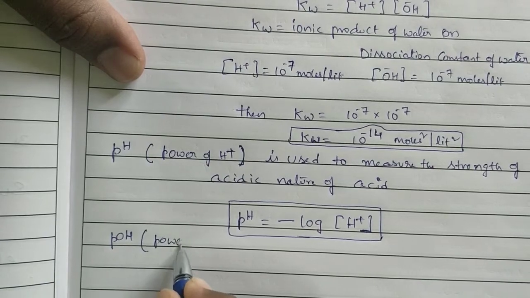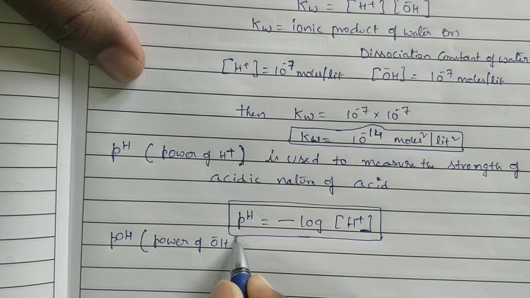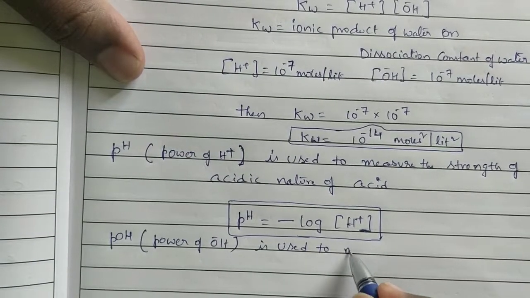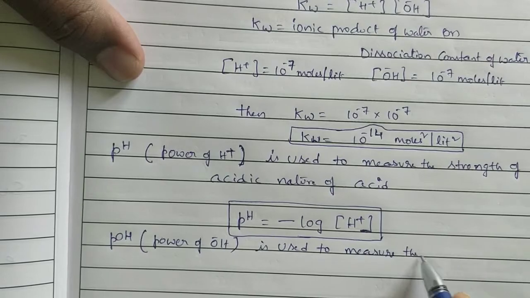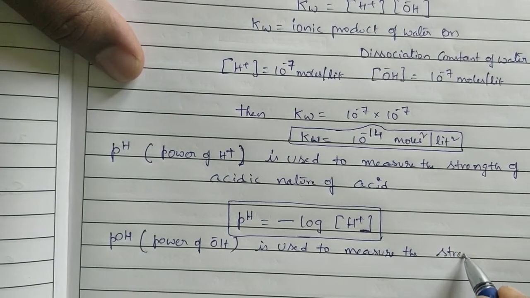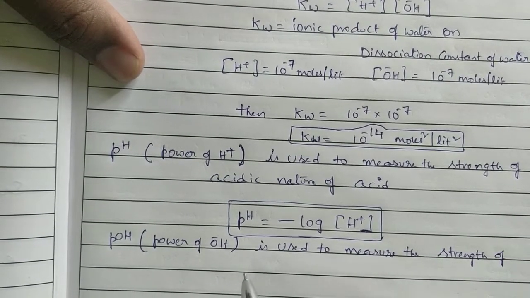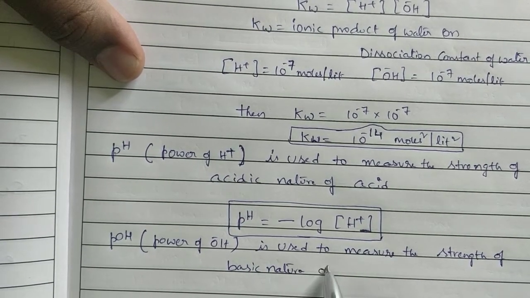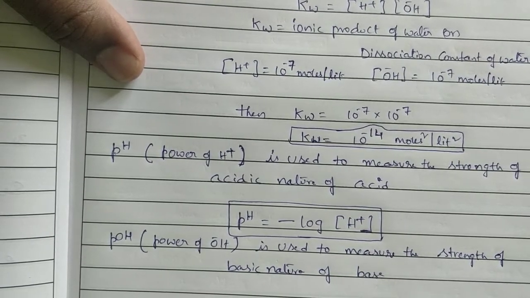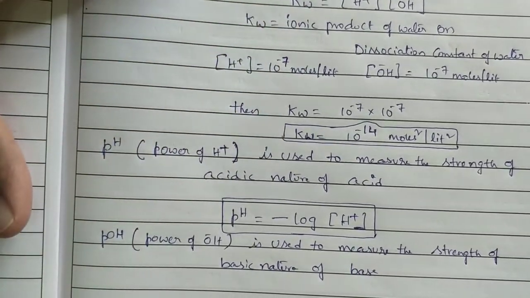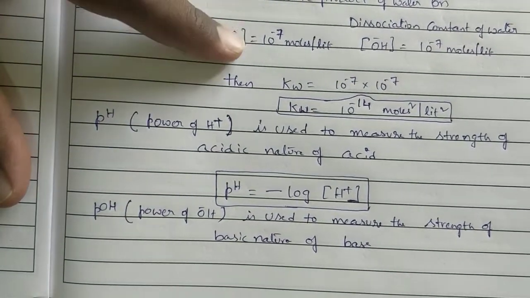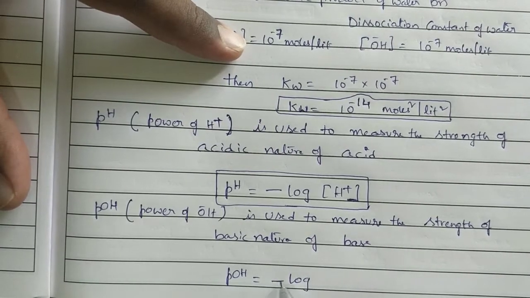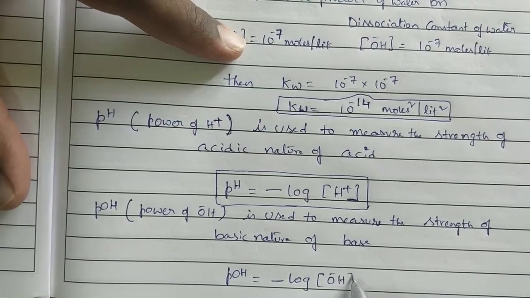pOH is nothing but power of OH minus, is used to measure the strength of basic nature of base. Same way, how did we write pH is equal to negative logarithm of concentration of H plus? pOH is equal to negative logarithm of concentration of OH minus.